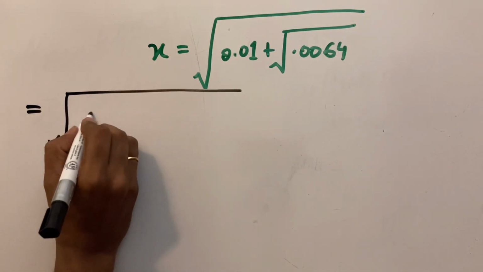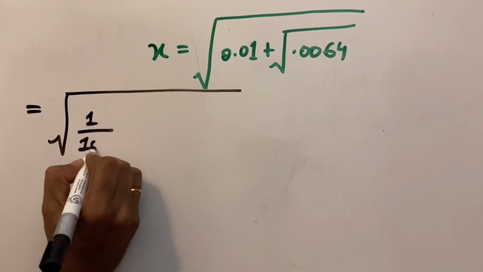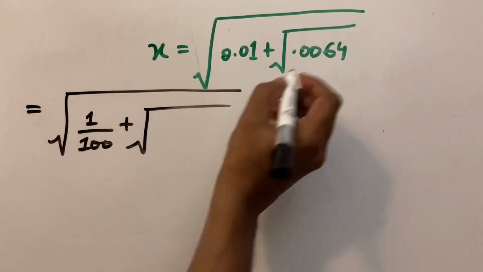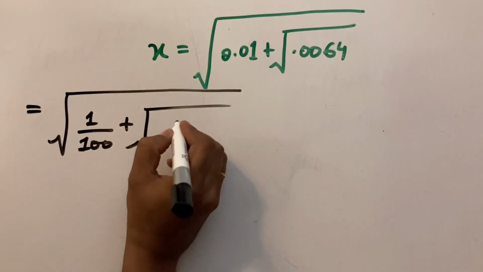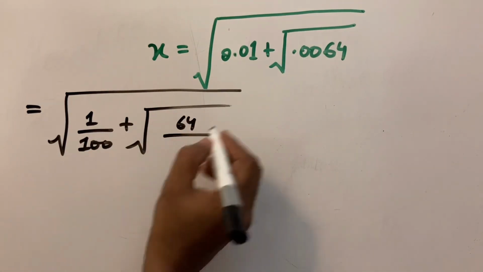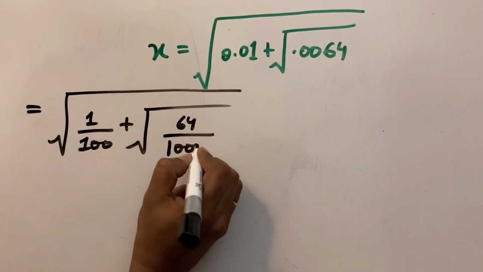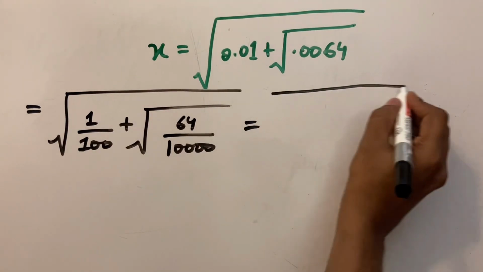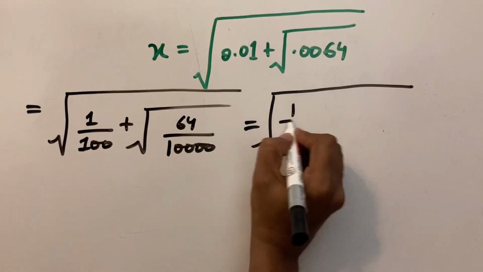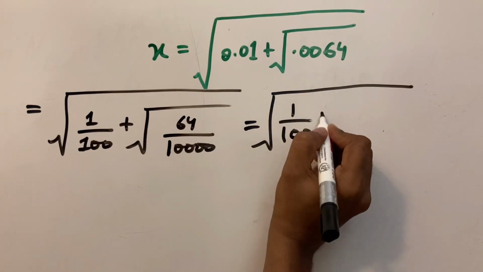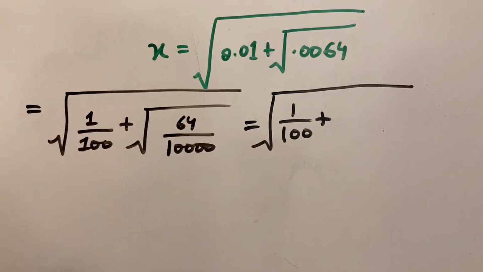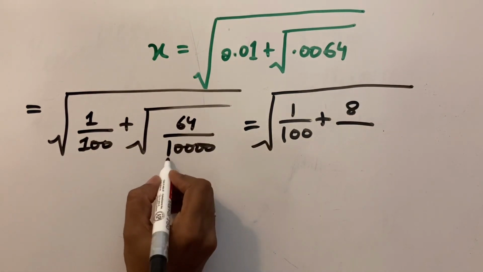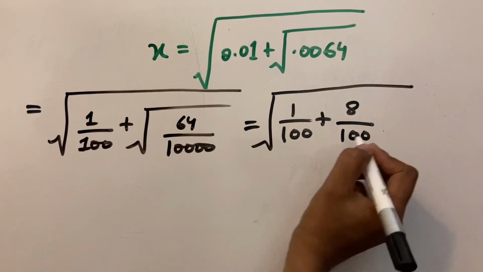0.01 can be written as 1 divided by 100 plus square root 0.0064 can be written as 64 divided by 10,000. This is further equals to square root 1 divided by 100 plus, after solving, the square root of 64 is 8 and square root of 10,000 is 100.